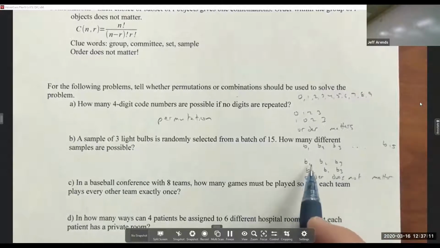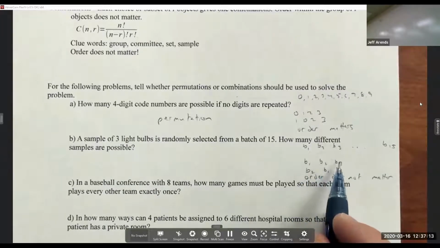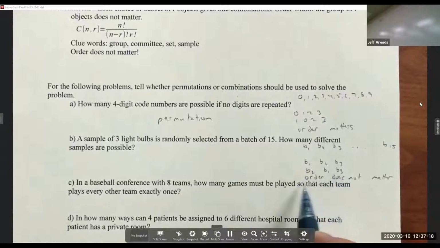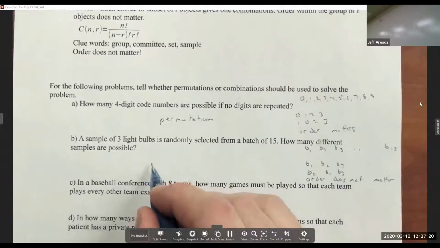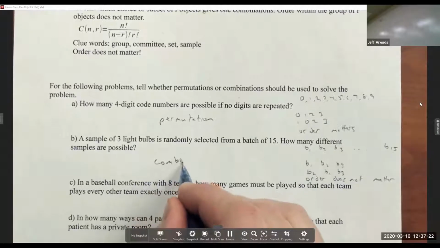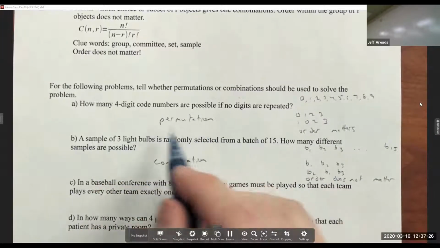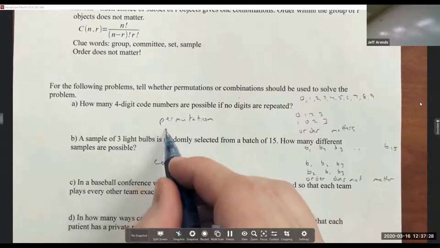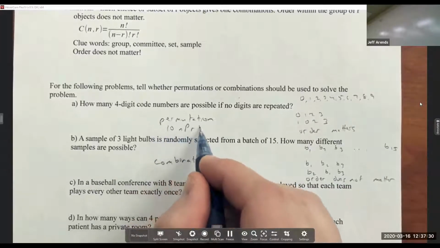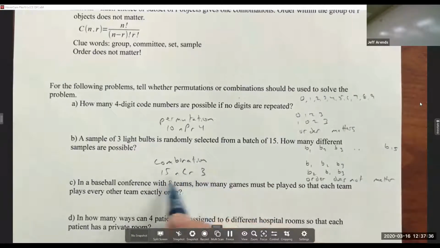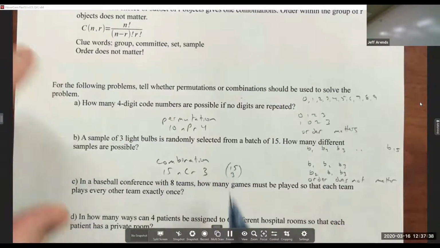It doesn't matter if you pick the first bulb, then the second bulb, then the third, or the second, then the first, then the third. They're the same bulbs. I would say order does not matter here. So we're talking about a combination. If you're interested in what the numbers would be, this would not be 10P4. This would be 15C3, or 15 choose 3, if you want to write it using that notation.